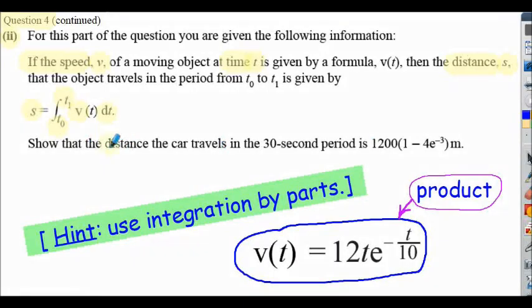And using the integration, we've got to show the distance the car travels in 30 seconds is shown here in terms of meters. So the hint in the question is it's integration by parts, because this is a product. We have 12 multiplied by t, so obviously that's a function of t, and that's multiplied by e to the negative t upon 10, so that's another function of t, so that's a product.